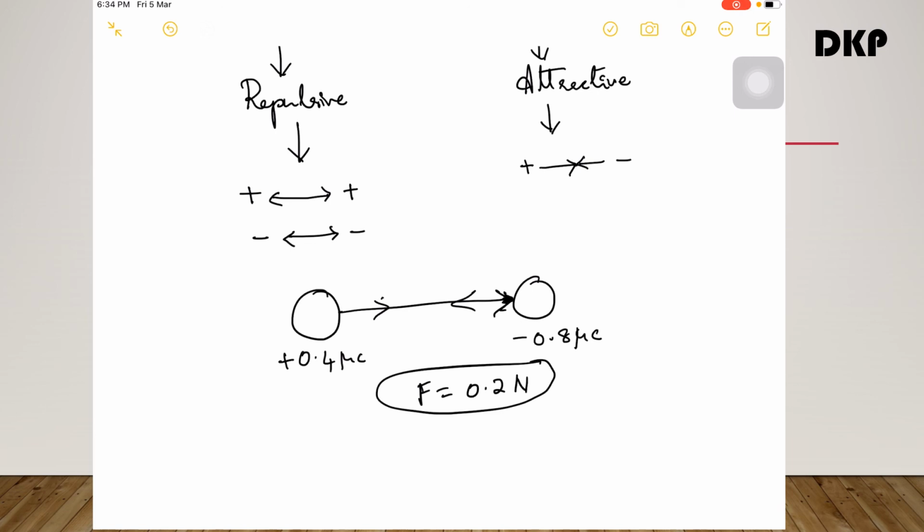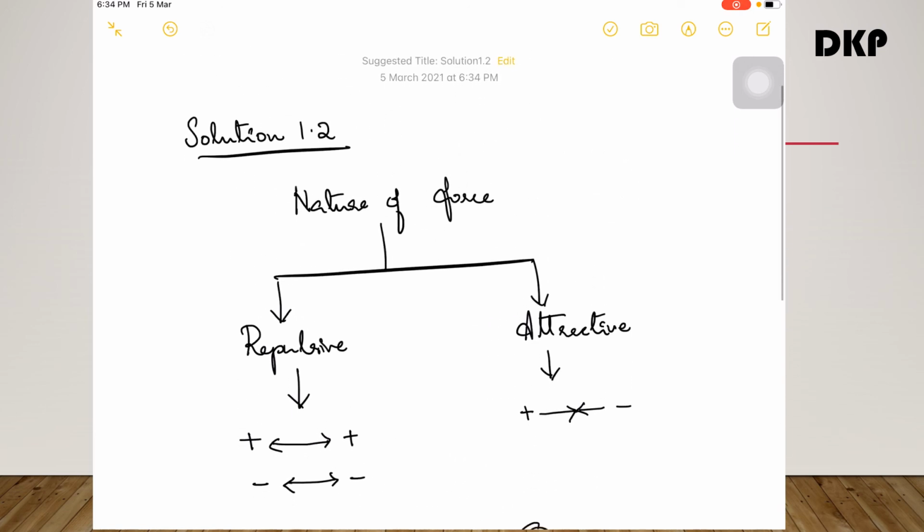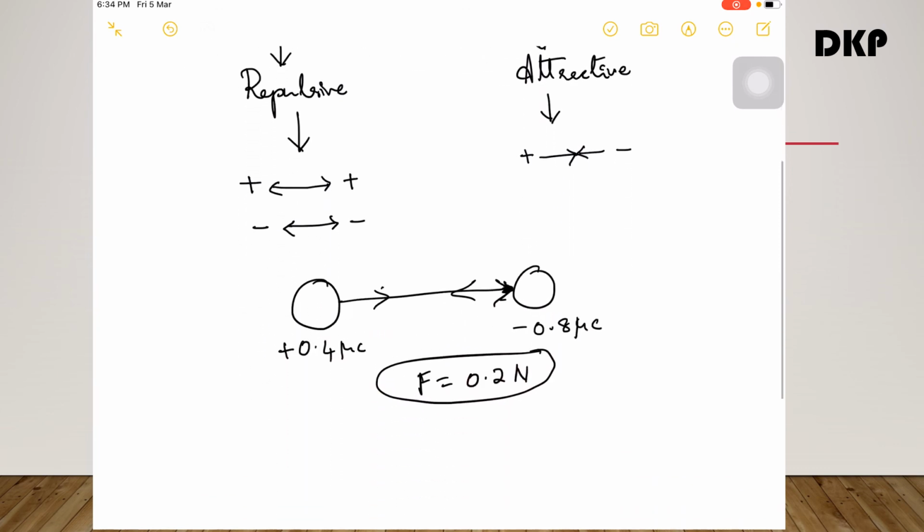Force has only one formula. So here it is having attractive force between these two charges, and the force is going to be the same. So the answer for this is, what is the force on the second sphere due to the first? It is the same. It is 0.2 Newton.